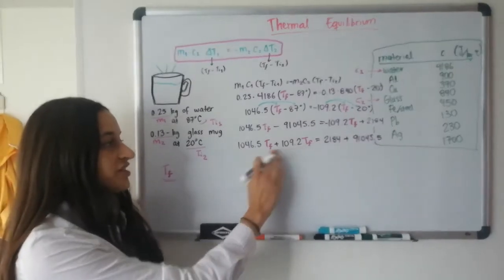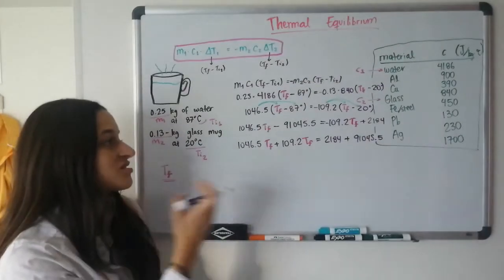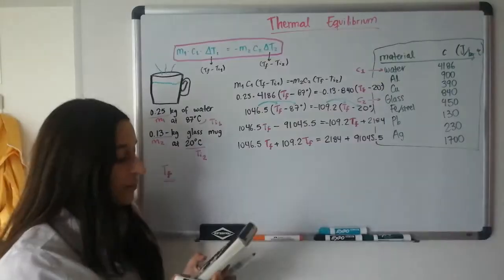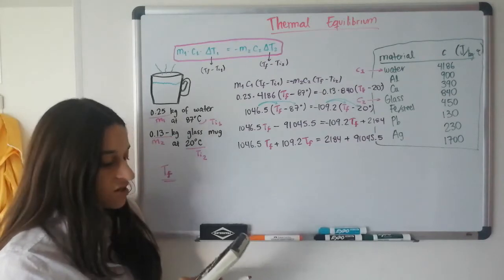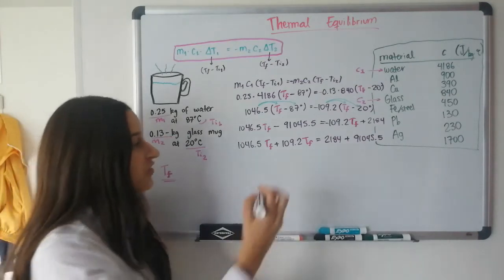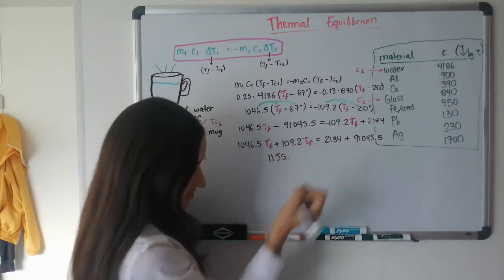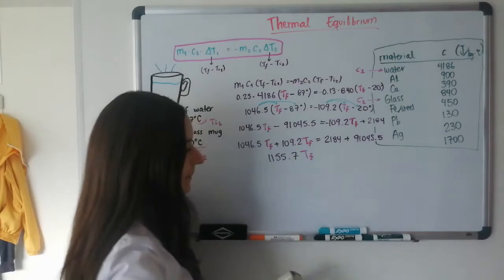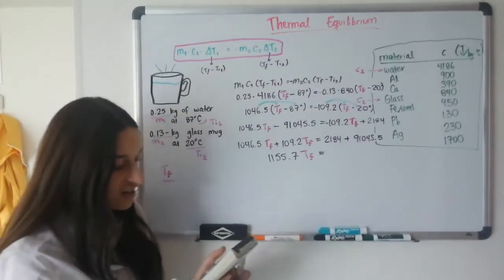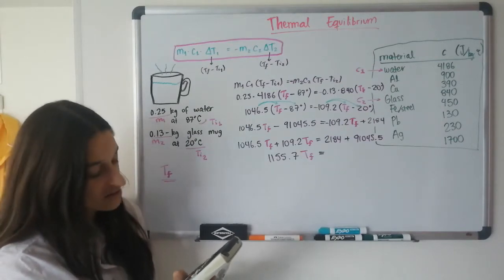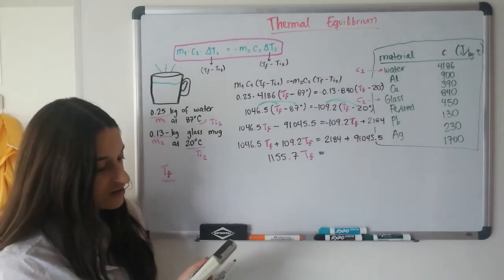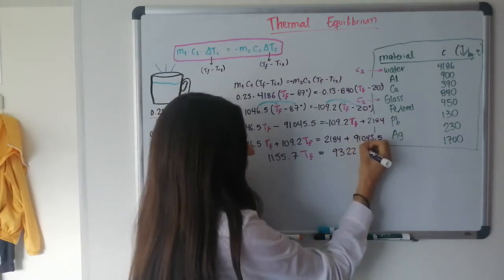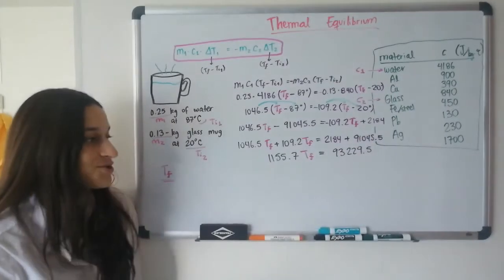Now, on the left side, we have two things that are multiplied by TF, so we can add them together. Because this is like, these many apples plus these many apples give you a total number of apples. That's how I learned it. So we do 1,046.5 plus 109.2 gives us 1,155.7 TF. That's the left side. And the right side, it's finally getting shorter. 2,184 plus 91,045.5 gives us 93,229.5. Whew, giant numbers, as I told you.